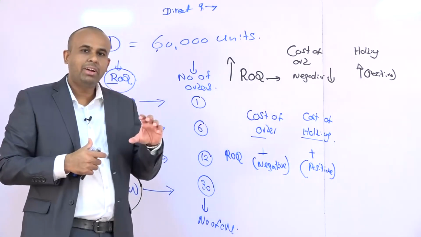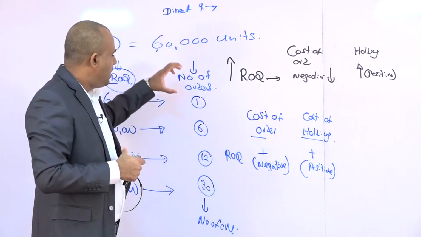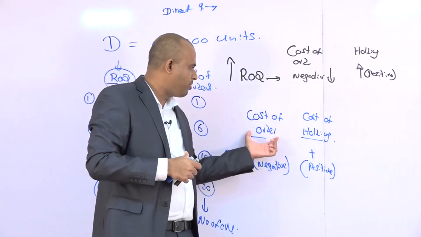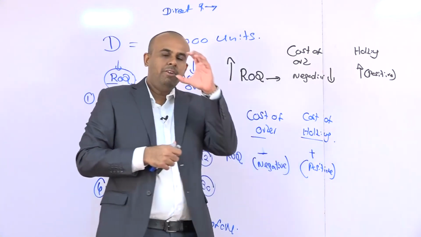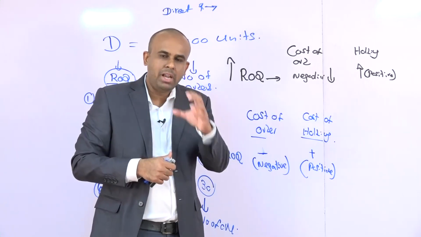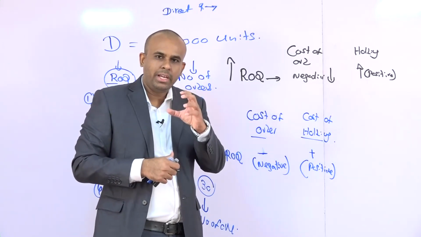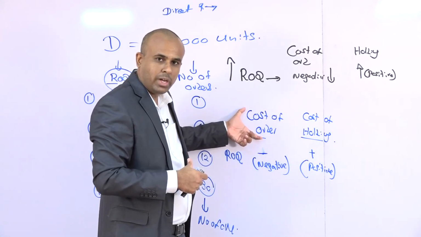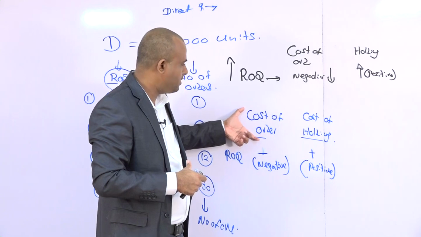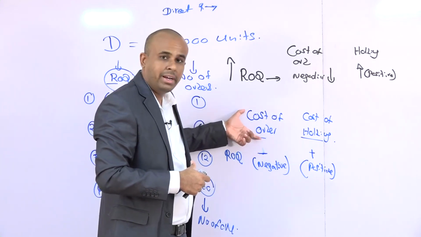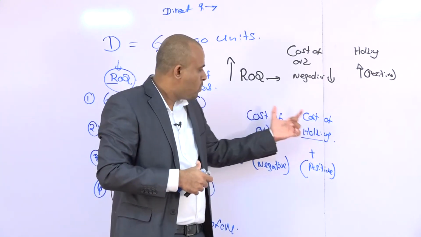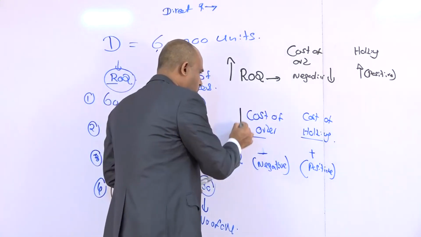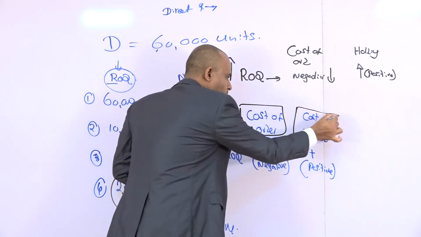What I wanted to tell you is that your reorder quantity makes a difference in the cost of holding and the cost of ordering. So if you want to maintain the optimum level of inventory, you need to focus on these two types of cost: the cost of ordering as well as the cost of holding.